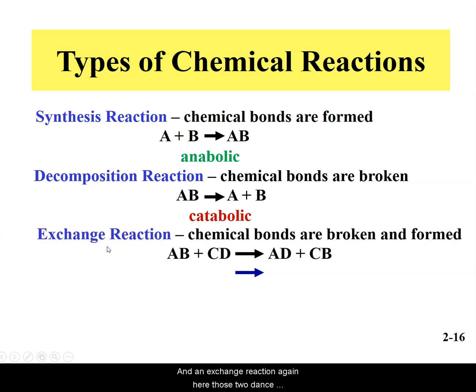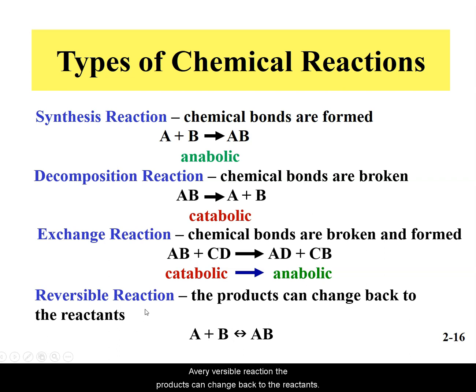And an exchange reaction, again, here are those two dance couples, and they decide to switch partners. The chemical bonds are broken and then formed again, so you have endothermic, then exothermic steps, or you have synthesis to decomposition. Now remember, the direction of the arrow always points to the product. You have catabolic and then anabolic. They're breaking apart, releasing energy, and then energy is stored as these new molecules are formed.